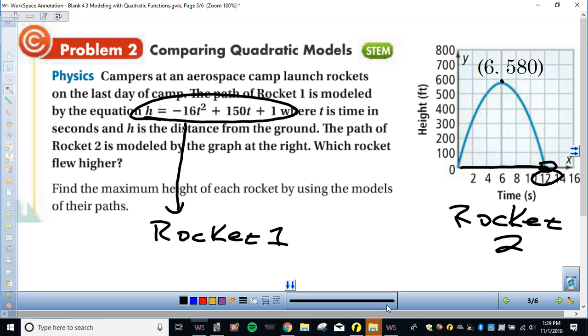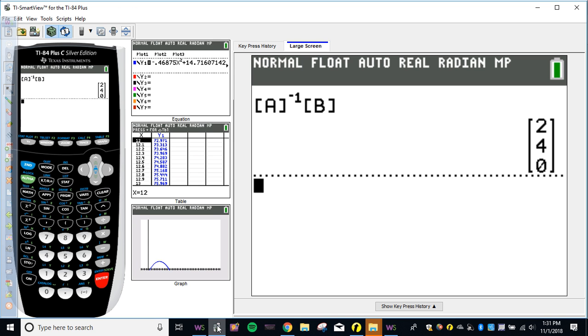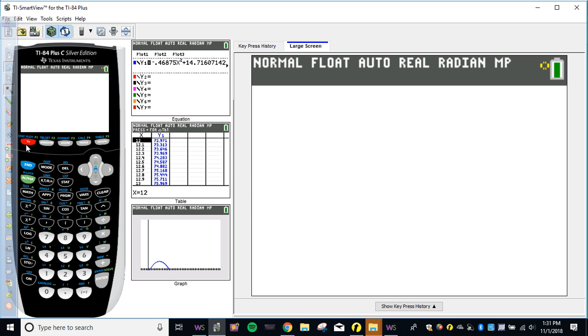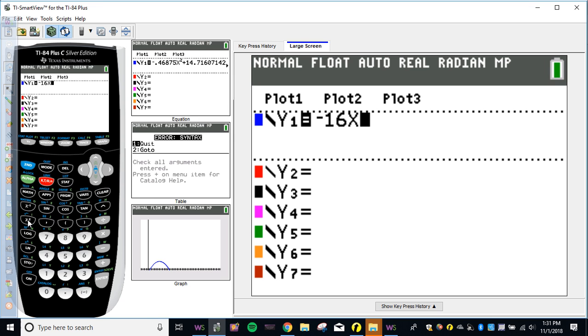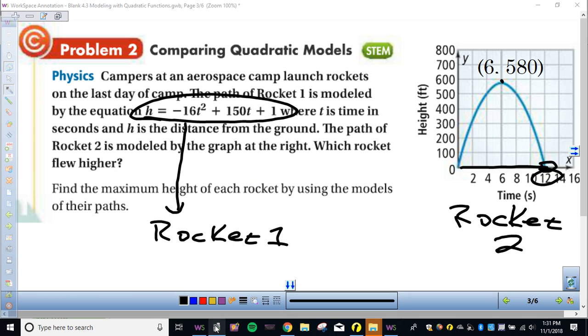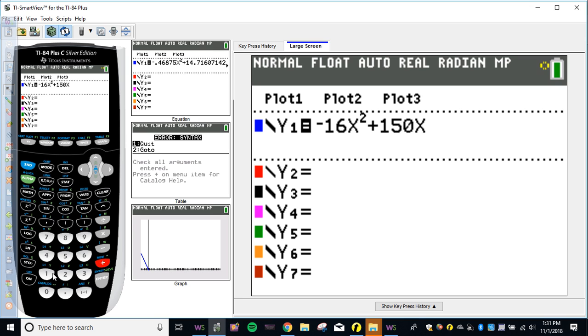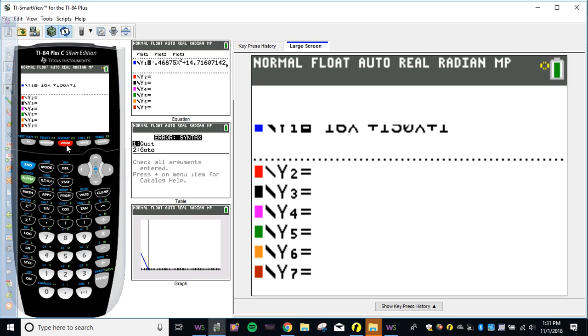So we're going to throw this into the y equals in the graphing calculator, negative 16t, except put x squared instead of t because your calculator doesn't get t. So we have negative 16x squared, plus 150x, and it was plus 1. And then hit zoom 6 to get to a regular window after you do that, and then we'll adjust the window from there.